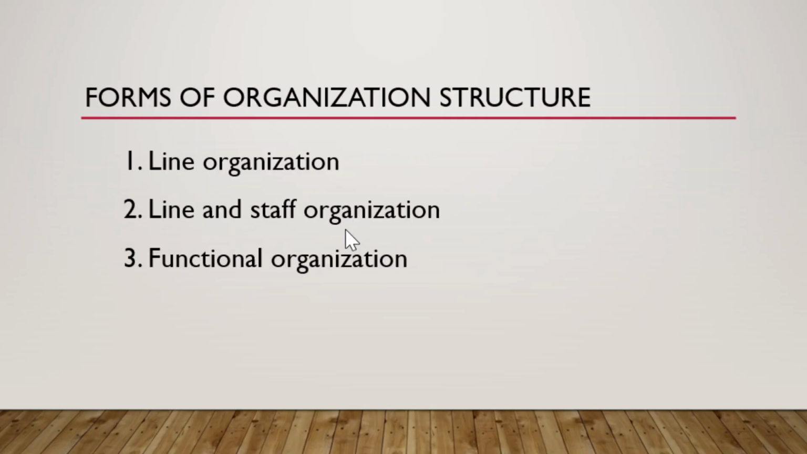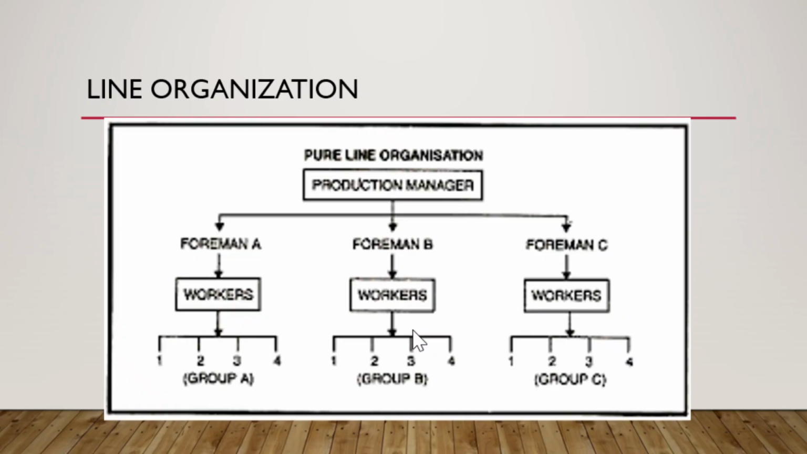Next, ito yung forms ng organization structure. So we have line organization, line and staff organization, and functional organization. Okay, tingnan natin yung line organization. Ganito lang kasimple yung line organization. So, for example, we have the production manager, may foreman A, foreman B, foreman C, and then workers.